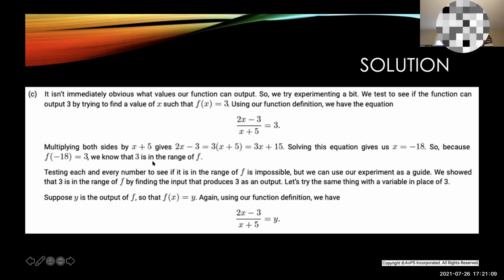So we know 3 is in the range of f. And that's essentially how you do that problem. Testing each and every number to see if it's in the range is impossible. So you can essentially see by looking at this that apart from -5, everything else will be in range. So that's how you do that.